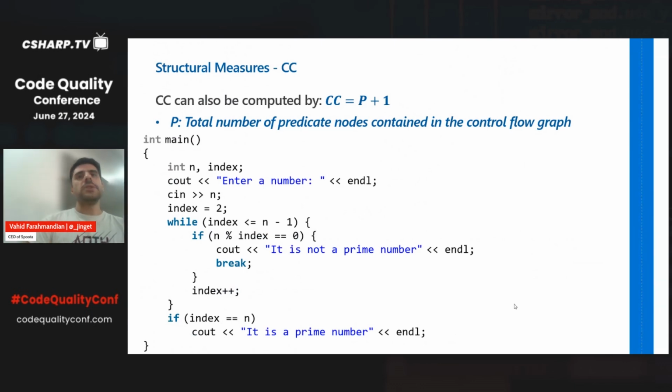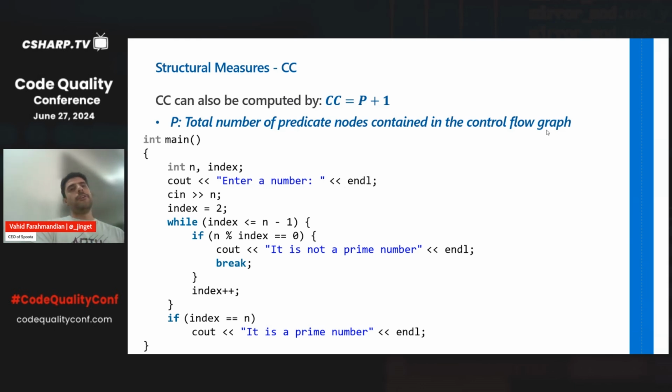We have another simplified formula to calculate cyclomatic complexity, which is denoted as CC is equal to P plus 1, where P is the number of predicate nodes contained in the control flow graph. Without drawing the flowchart, counting the nodes, or counting the edges, we can calculate the cyclomatic complexity of our code. Of course, not all our code is so simple that we can draw the flowcharts for it and then start counting the nodes and edges.